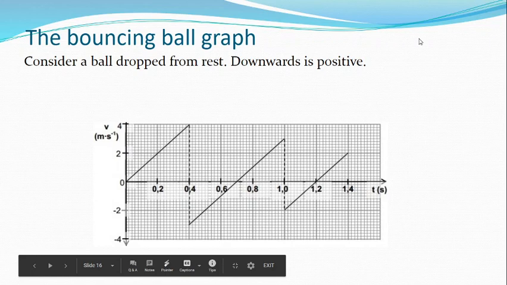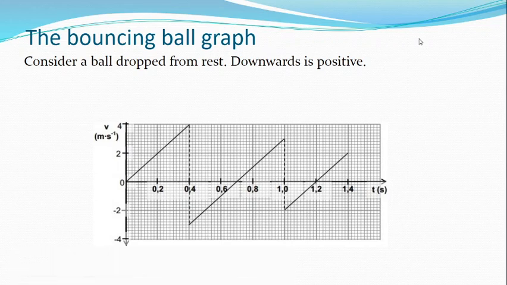And then it would travel up, and what happens here? Well, obviously it goes to zero. This is the point at which it reaches its highest point before it drops again. Obviously when it drops again, it has this positive velocity. So this is basically the shape of the graph for a bouncing ball.